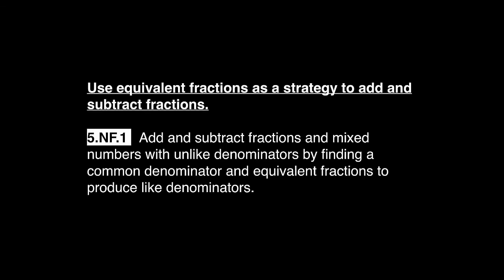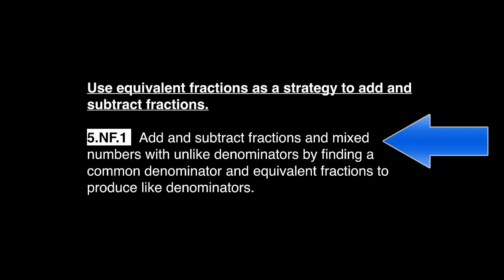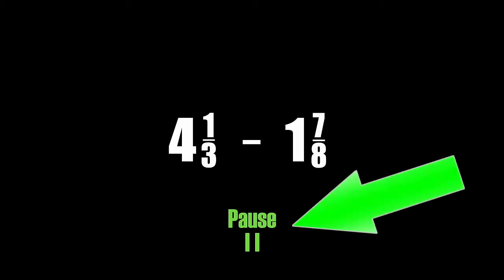In this video, we'll take a look at the 5th grade standard for numbers and operations and fractions number 1. This standard asks that students add and subtract fractions and mixed numbers with unlike denominators by finding a common denominator and equivalent fraction to produce like denominators. Let's take a look at these two numbers here. Go ahead, hit pause, find the difference, and then hit play and come back.